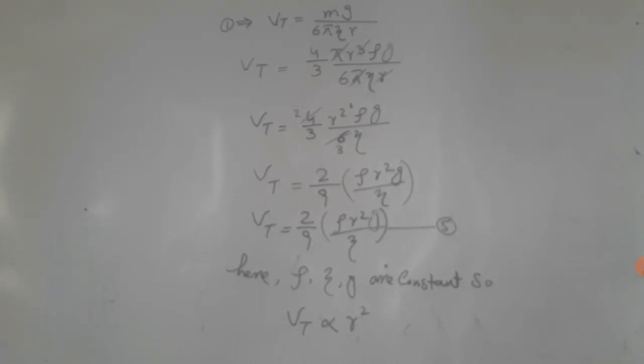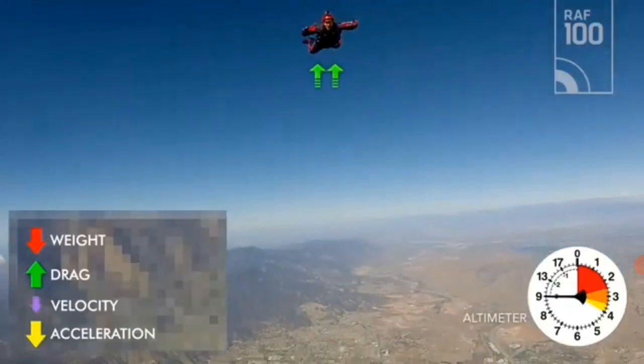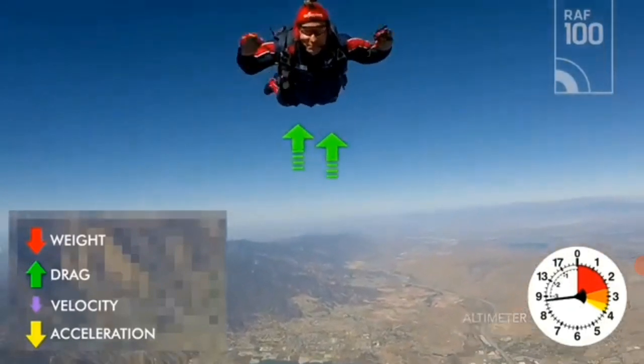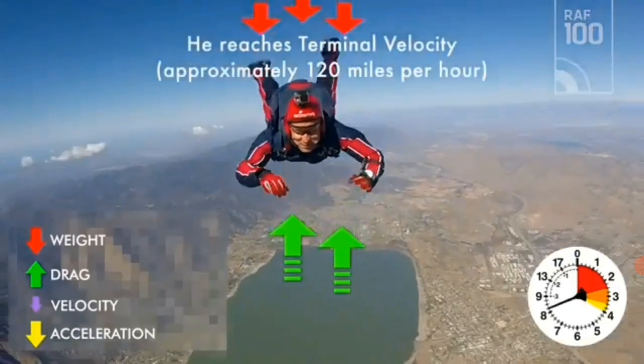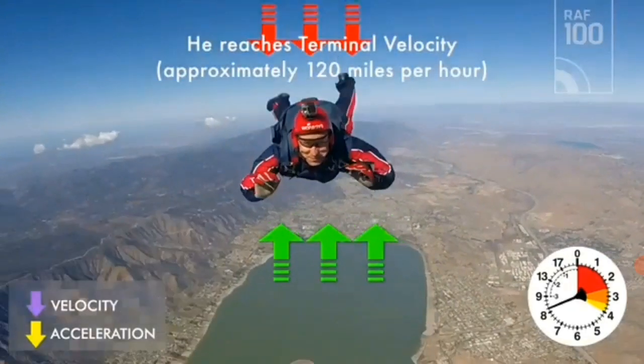So there is only one factor which is called radius. So the radius of the drop is directly proportional to the terminal velocity, and terminal velocity is directly proportional to the square of the radius of the drop.